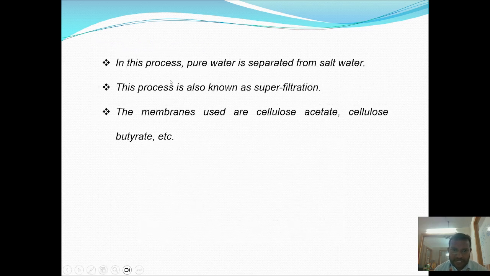In this process, pure water is separated from salt water. So, this process is called superfiltration, otherwise called ultrafiltration. The membranes used here are cellulose acetate, cellulose butyrate, etc.